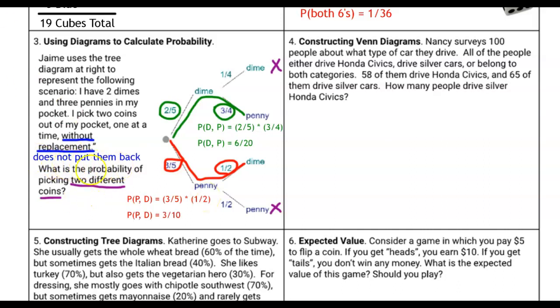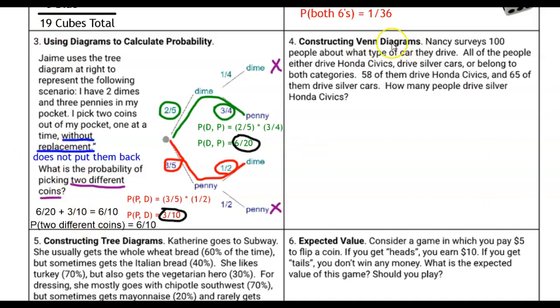So the probability of picking 2 different coins is going to be these 2 different probabilities that we found. We found 6 out of 20. That's first dime, then penny. And a 3 out of 10. That's first penny, then dime. 6 out of 20 and 3 out of 10 added together is going to be our answer. If you do that on the calculator or if you simplify this to 3 out of 10, either way, you're going to get 6 out of 10. Okay, so we're done with number 3.